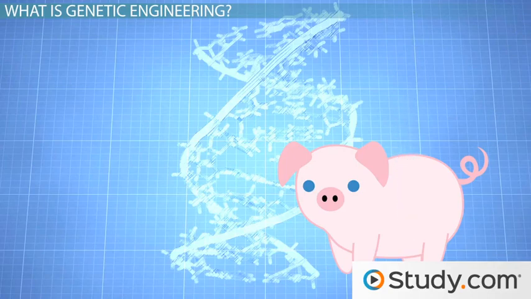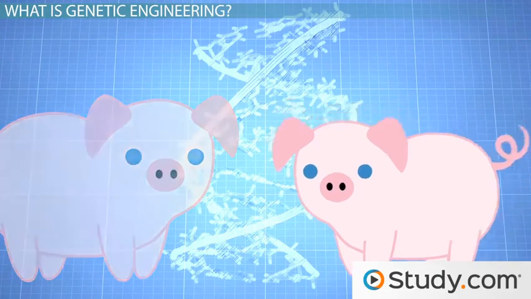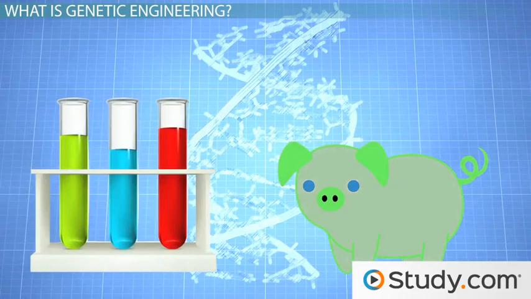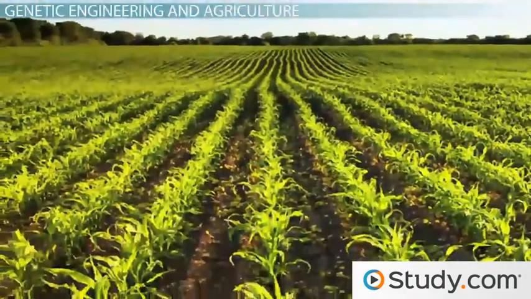If DNA is inserted, it can come from another individual with the desired characteristic, it can come from a different species, or it could be artificially produced. Over the years, genetic engineering has become more common in agriculture.